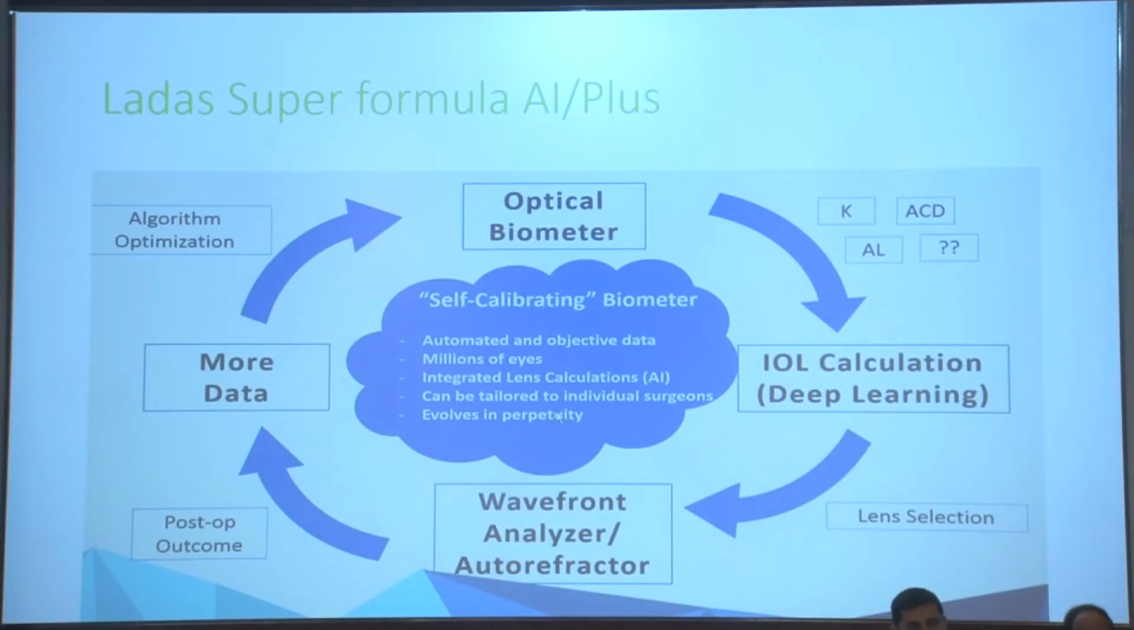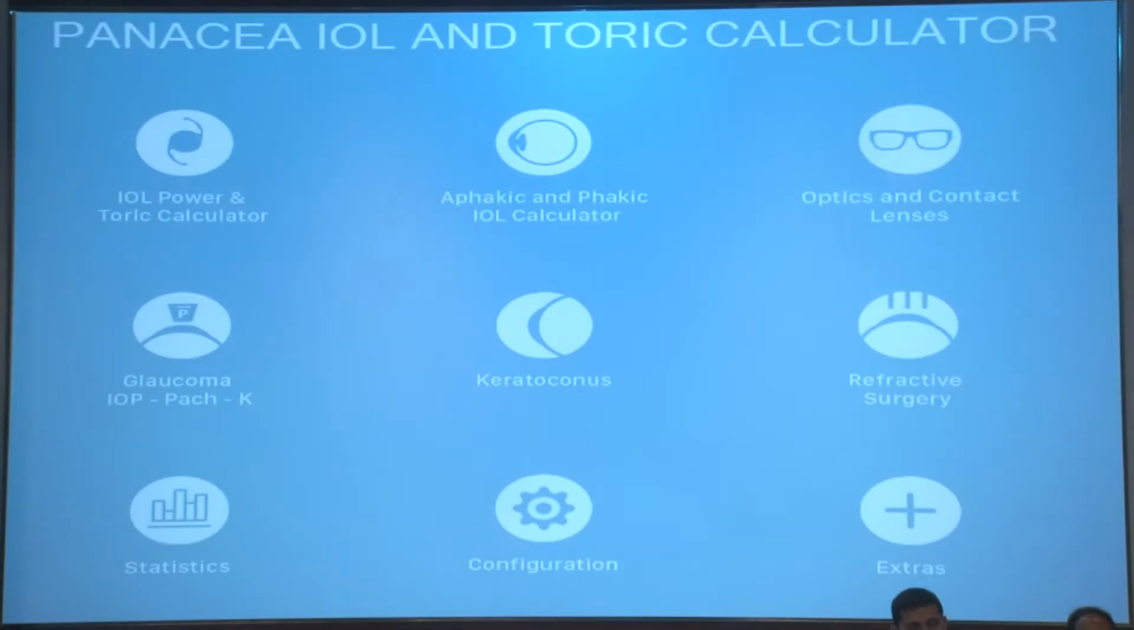LADAS has also given a formula in such a way that it can be incorporated in the optical biometer. So now our optical biometer is also smart, like our smartwatch. Whatever results you get from operating on the patient, that result is automatically fed into the optical biometer, and it will be automatically corrected for the next patient. So this formula is evolving in such a way that our optical biometer is going to be smart in the near future. Another is the Panacea calculator, which is available online, and every anterior segment surgeon should download this calculator, because it is not only helpful for IOL power calculation, but also for the management of glaucoma patients, keratoconus patients, and refractive surgery, including how much residual error will be there.